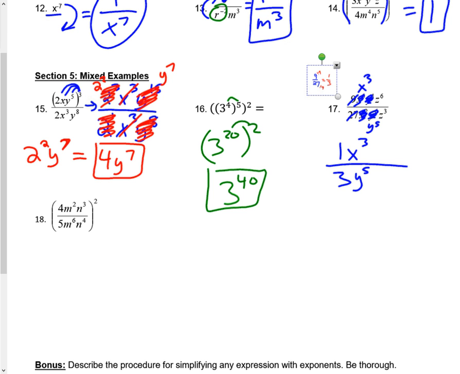And then z's, I can cancel out 3 on the bottom and 3 on the top. So I'm left with just 3 on the top. So z to the 3rd power. And that is fully simplified. There's nothing else to do.